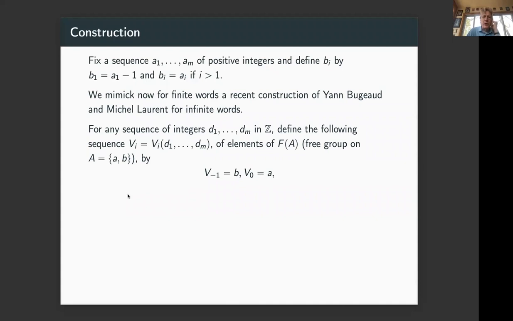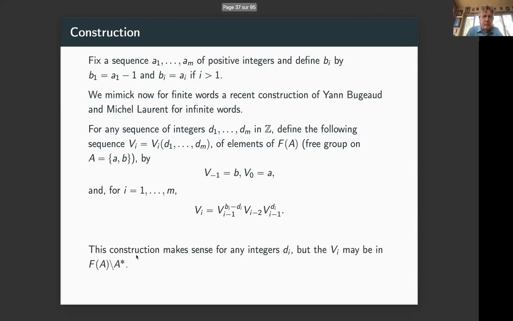We begin with V minus one, which is B, and V zero is A. And then comes this formula: Vi is defined in terms of the two previous words, Vi minus one and Vi minus two. Look at the exponents. The exponent on the right is Di, which is our sequence of integers, and the left exponent is the complement of this Di with respect to Bi.